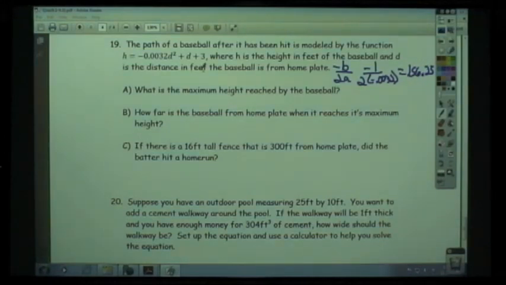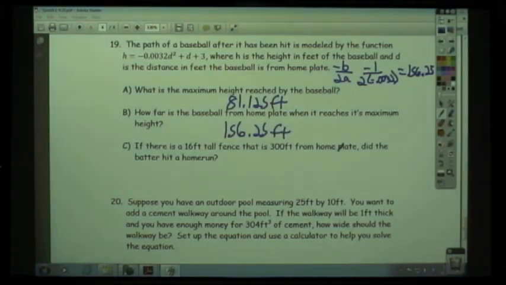You plug it into your function for the d here, and so you take it and you find the maximum height, which is going to be 81.125 feet once you find the height by plugging in 156.25. How far is the baseball from home plate? That's what 156.25 is. That is the horizontal distance from home plate.